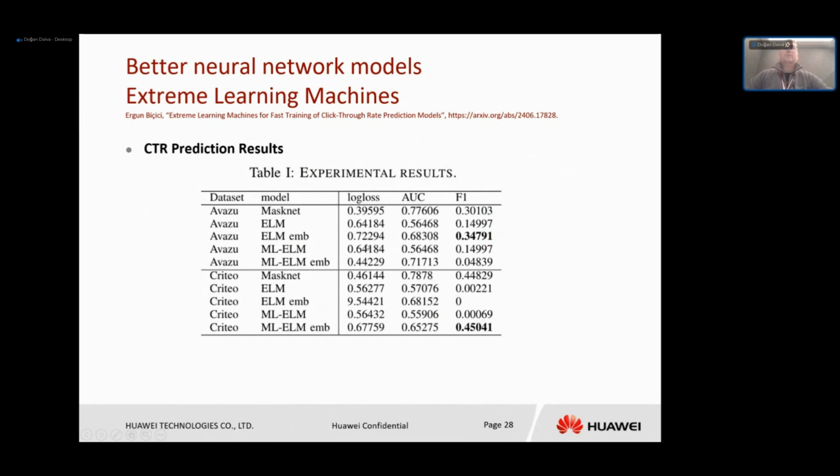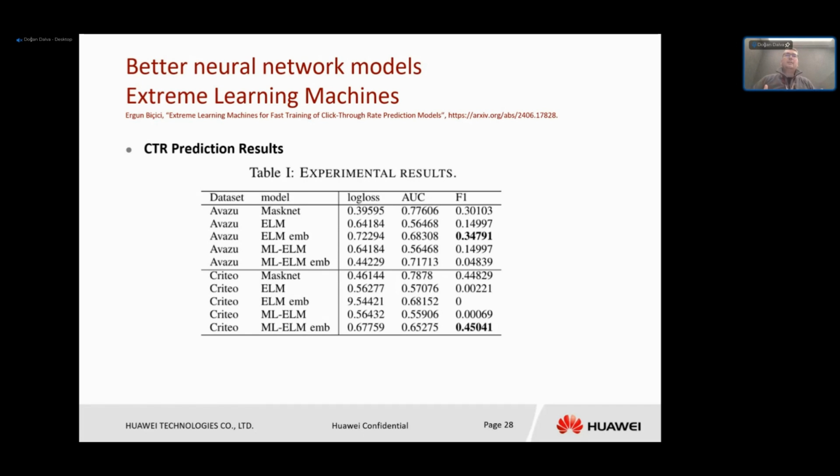And when we apply ELM to CTR prediction on Avazu and Criteo datasets, we can achieve improvements in F1, but AUC doesn't improve and log loss doesn't improve. This is because the final layer needs to be large for ELM to be more effective.